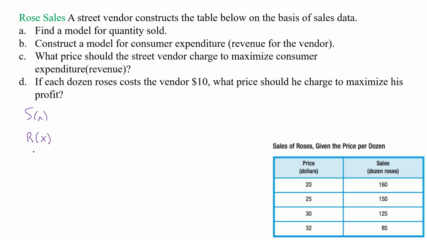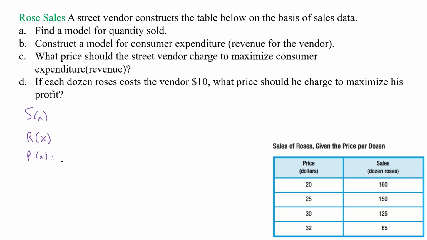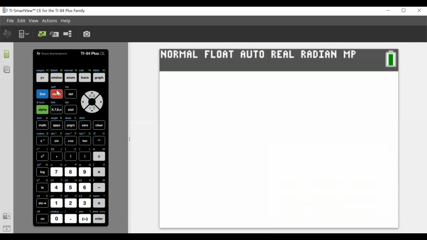Well, profit, remember, is going to be equal to, we should probably put P of X here. Profit is equal to the revenue, R of X, minus S of X, and then we have to multiply that by the cost there, so times 10. So what we're going to do now is fill in these values based on what the table here says. So let's go to our calculator to get the model we need.